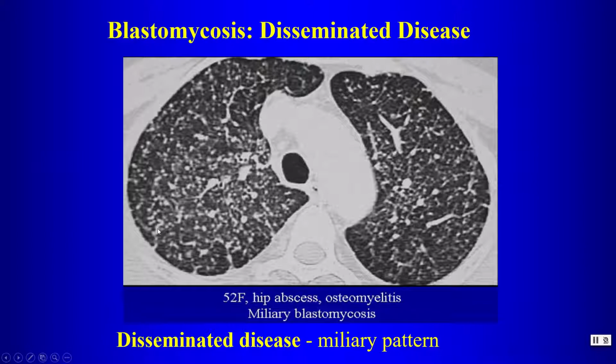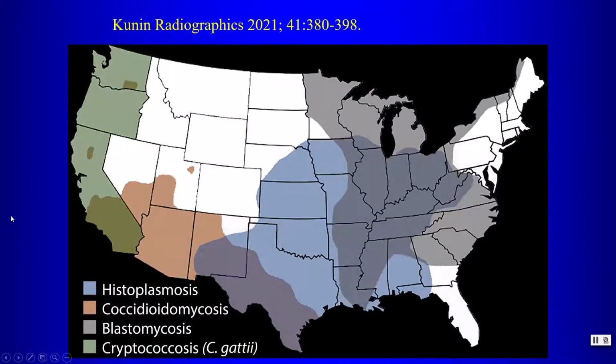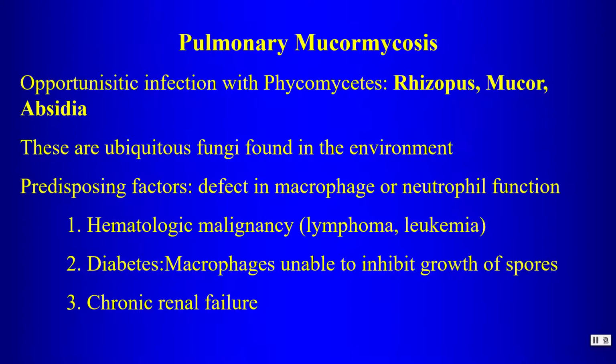And then as with all of these fungal infections, you can get disseminated disease with this miliary pattern of dissemination. So it's important to know the distribution of these fungi. If a patient is from an endemic area, then you might be able to add this to your differential diagnosis, especially when you have cases that resemble tuberculosis, but all the cultures for TB are coming back negative.